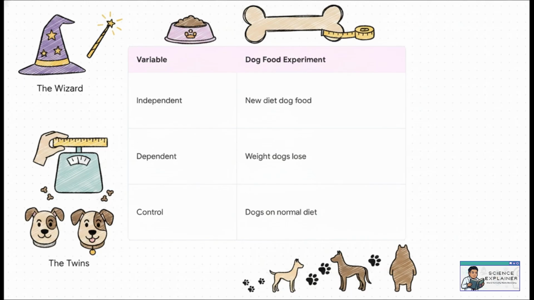The wizard, what did the scientists change? The diet dog food. Yep, that's our independent variable. The ruler, what are they measuring? The weight the dogs lose, that is the dependent variable. And the twins, that's our control group. The 50 dogs left alone on their normal diet, acting as a baseline for a perfectly fair comparison.